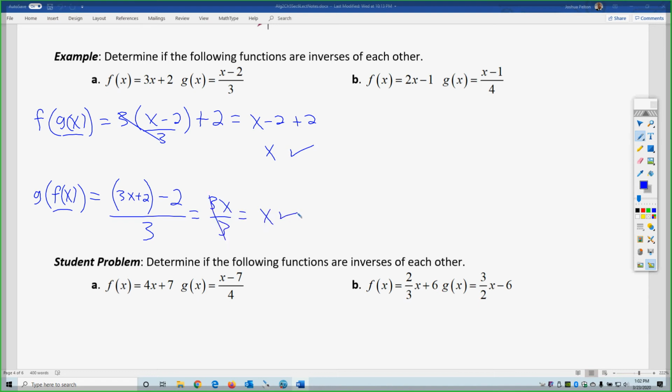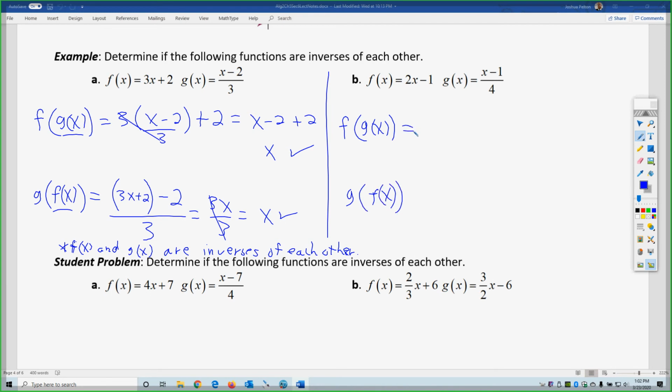So that means f of x and g of x are inverses of each other. It's not that one is an inverse, they're just inverses of each other, depending on which way you want to go to do or undo something. So try the same thing here. F of g of x and g of f of x.